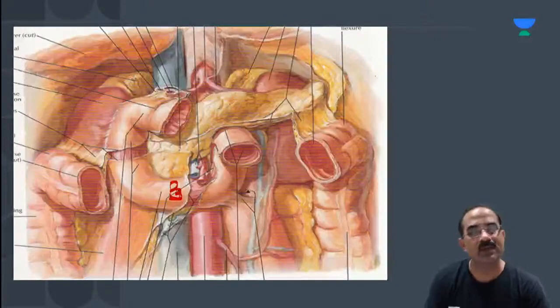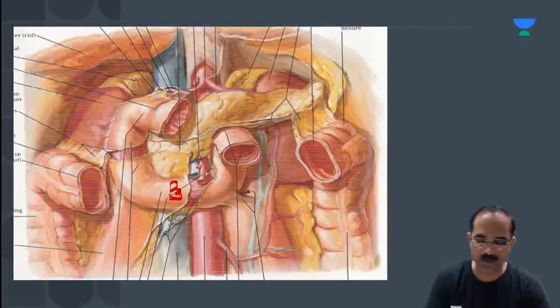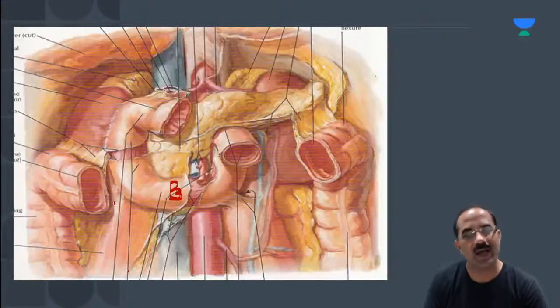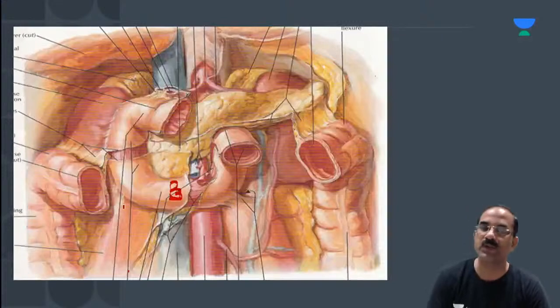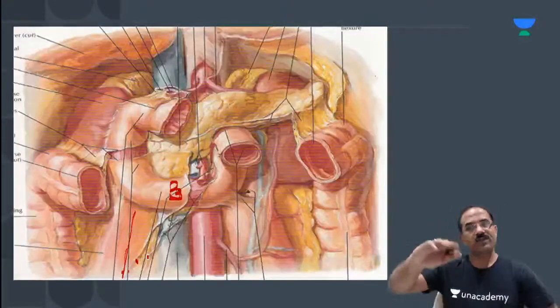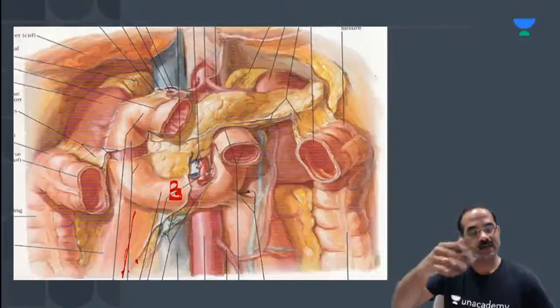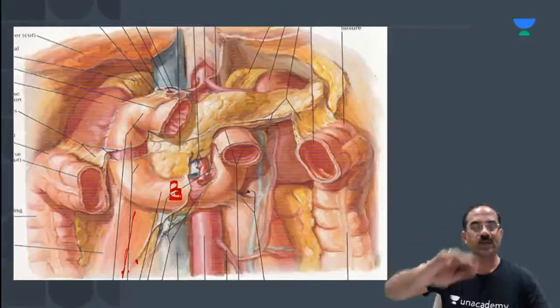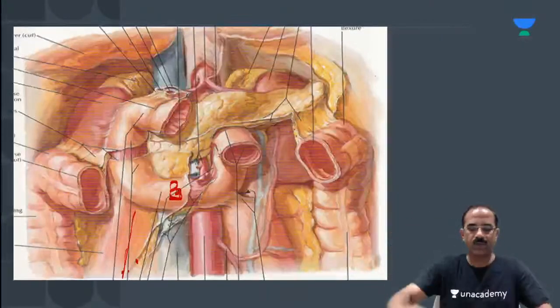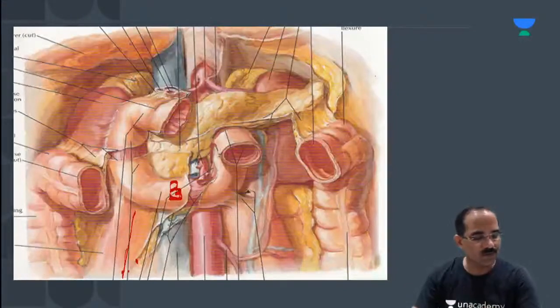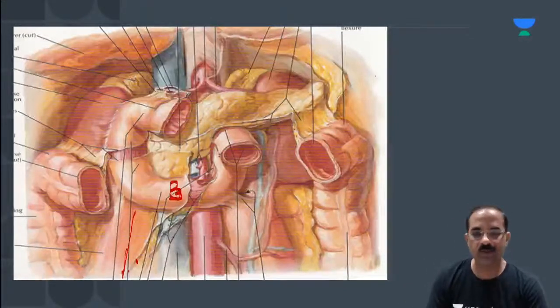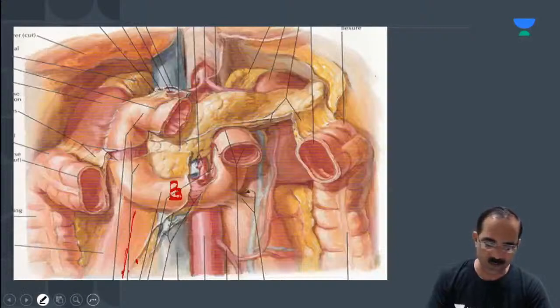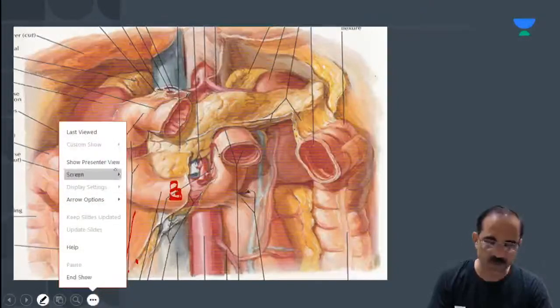So the root of mesentery would be crossing what? The third part of the duodenum, the aorta, the IVC, the right psoas major and the right ureter. The anterior relation of the right ureter is going to be the root of mesentery. Are you clear? Following this, all of you? So these are the structures crossed by the root. Another very important MCQ.